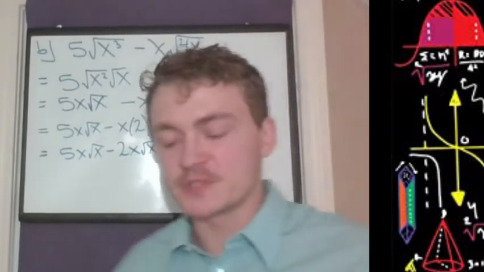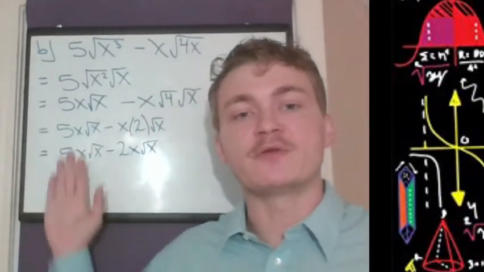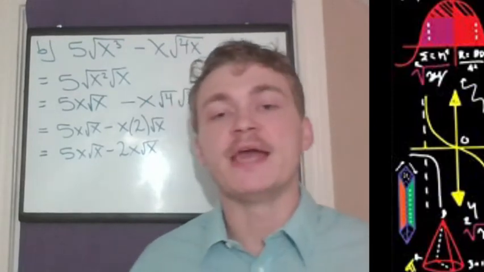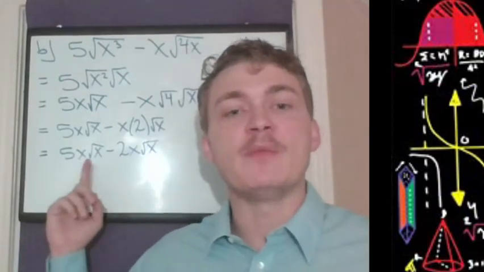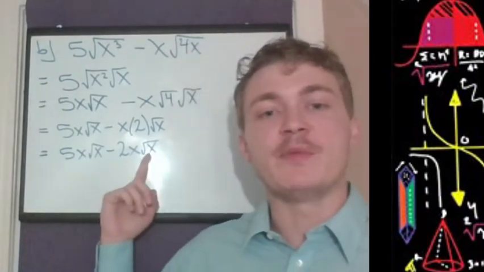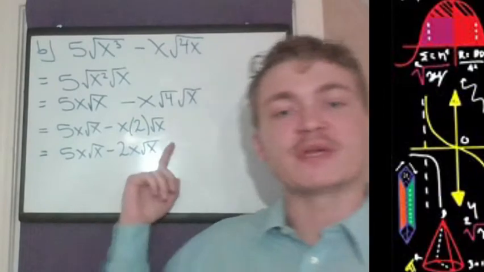We do this, of course, because for terms with these radical terms, the numerical factor is considered the coefficient, and that coefficient is written out front. How many x square roots of x do we have? We have 5x square roots of x. How many square roots of x do we have over here? Well, we have 2x square roots of x.